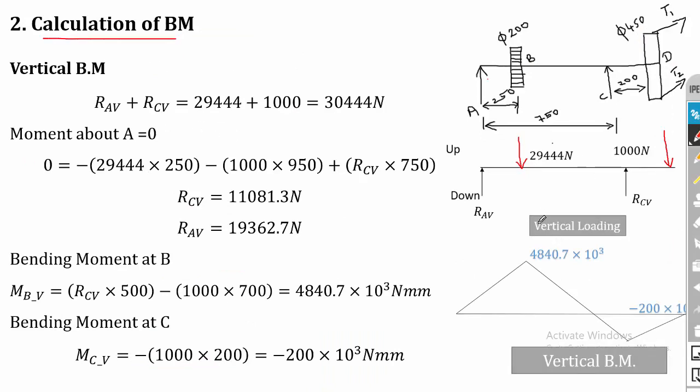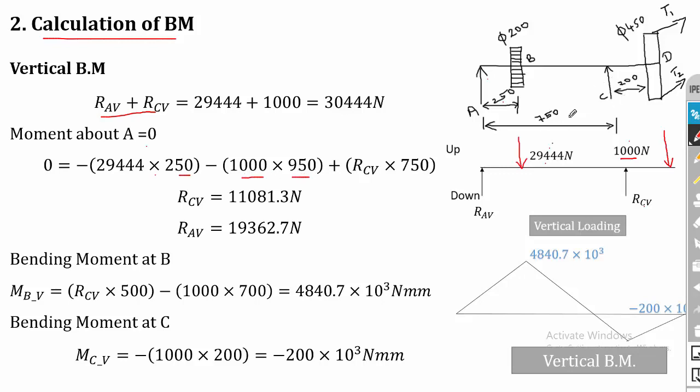Okay. So first consider the vertical loading drawing alone. So the total upward force is equal to the total downward force. So RAV plus RCV is equal to 29,444 plus 1000 Newton. Then the moment about the left extreme point is equal to 0. Okay. So 1, 2, 3 forces are acting. We'll start from 29,444. It is acting on the counterclockwise direction. So it is minus 29,444 into the perpendicular distance is 250 mm. Then minus 1000 because it is acting on the counterclockwise direction, minus 1000 into 950.